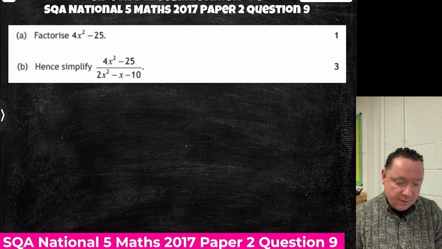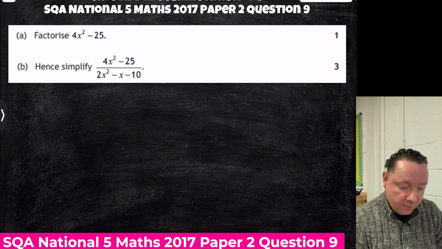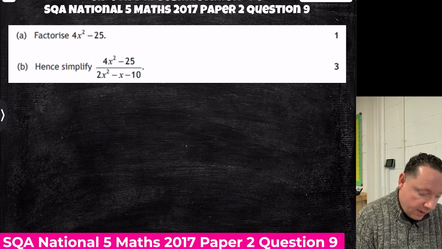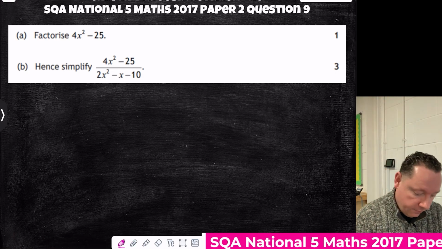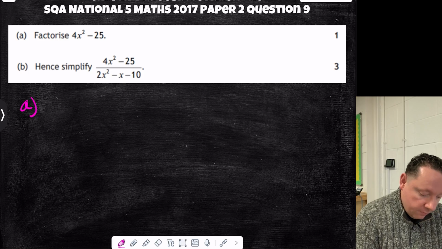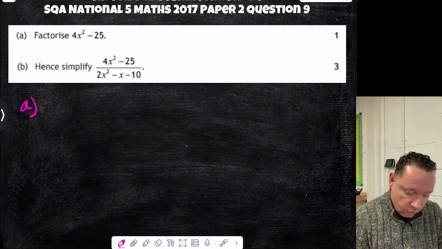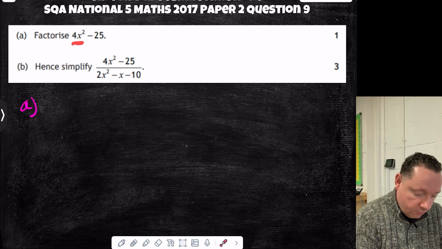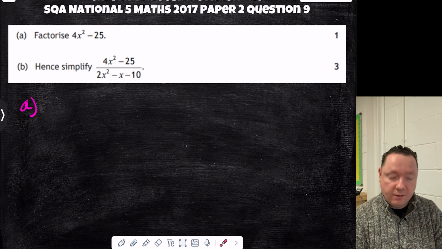SQA National 5 Maths 2017 Paper 2 Question 9 on simplifying algebraic fractions. Part A, factorise 4x squared minus 25. So for part A, there's no common factor, but there is a difference of two squares because I've got a square, 4, and then x squared, and then a number taken away, which is square number, 5 5s is 25.